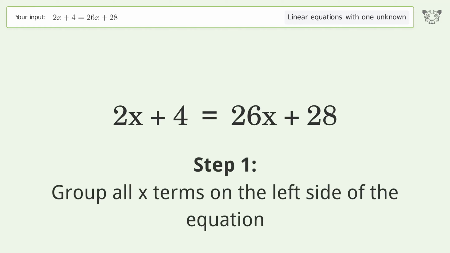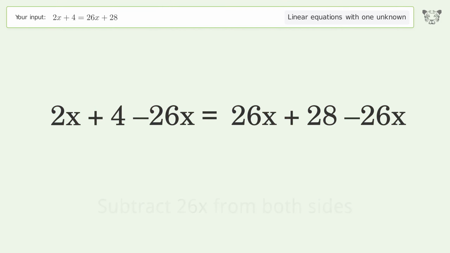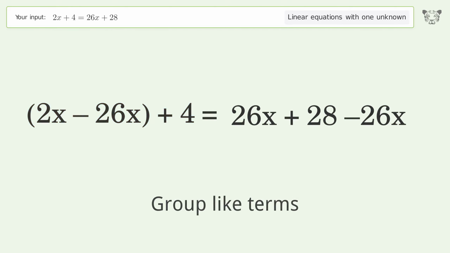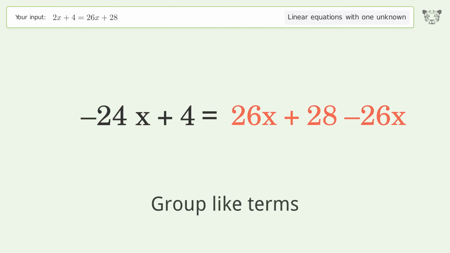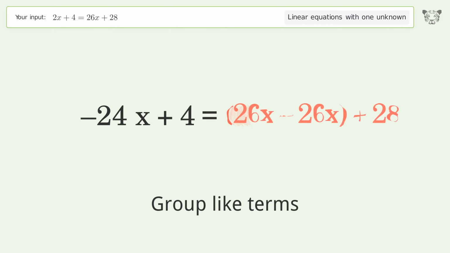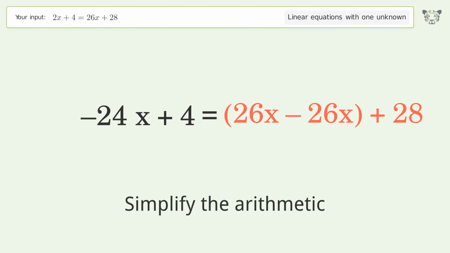Group all x terms on the left side of the equation. Subtract 26x from both sides. Group like terms. Simplify the arithmetic. Group like terms. Simplify the arithmetic.